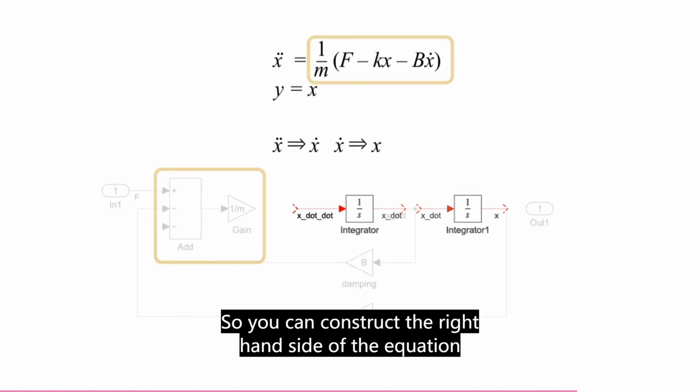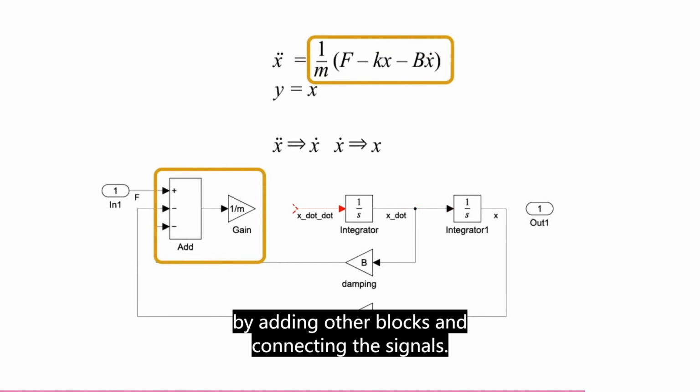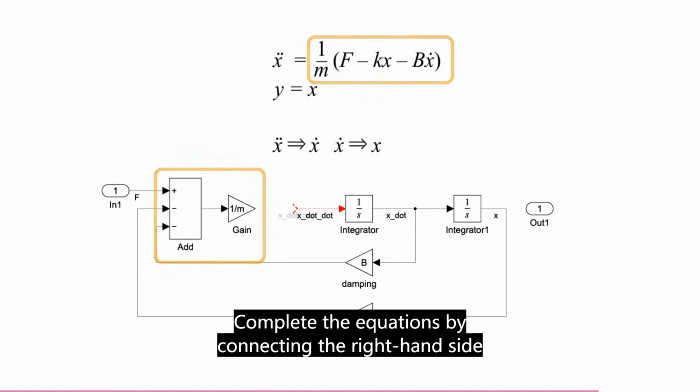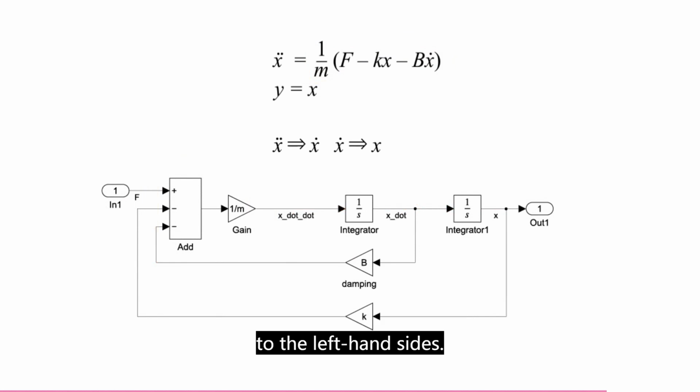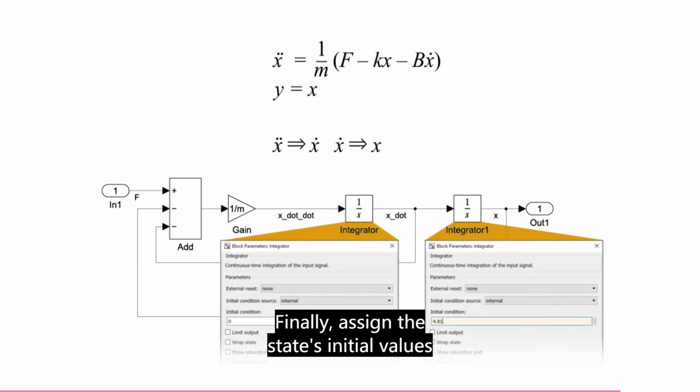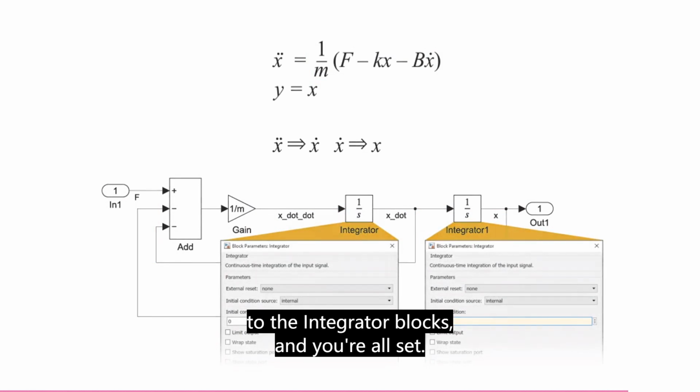So you can construct the right-hand side of the equation by adding other blocks and connecting the signals. Complete the equations by connecting the right-hand sides to the left-hand sides. Finally, assign the state's initial values to the integrator blocks, and you're all set.